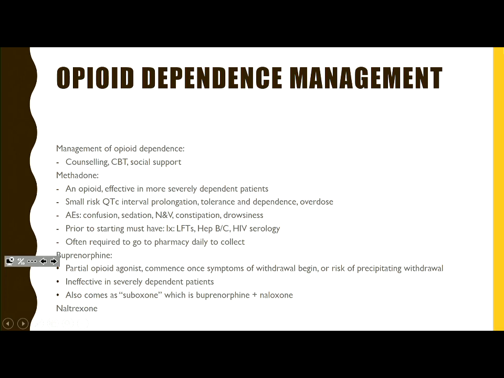So before they start, you have to do some investigations. You have to do LFTs, Hep B and C testing, and HIV. And to inform them, some of the side effects are confusion, sedation, nausea and vomiting, constipation and drowsiness. Another option you may hear mentioned is naltrexone. So that's the one I mentioned before with alcohol, and it can also be used for opioids, but you're generally going to start with buprenorphine or methadone.